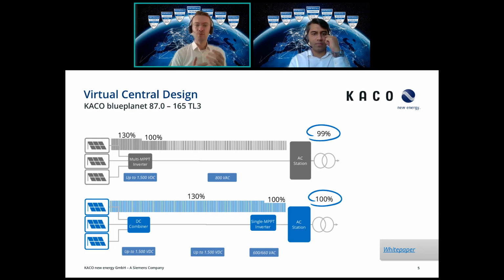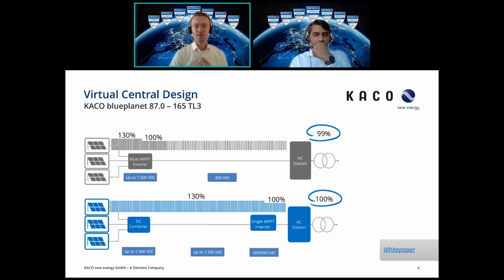Because although with a high DC-AC ratio I'm going to have some clipping losses with my plants, it allows me to produce more power more often on the AC side. And this is, of course, a huge advantage when it comes to the business case of my project.